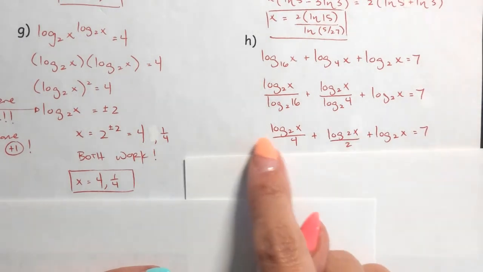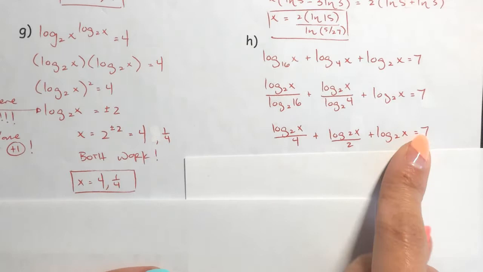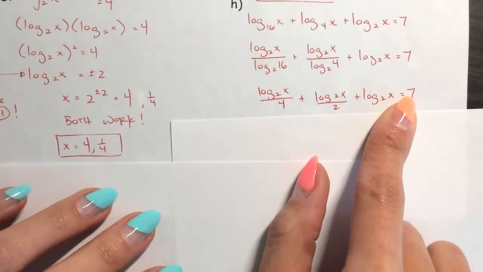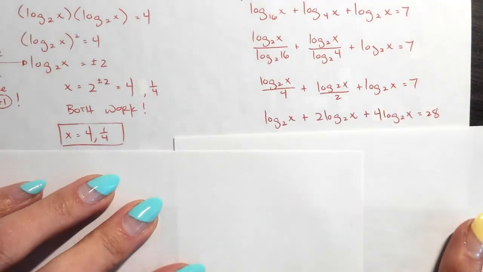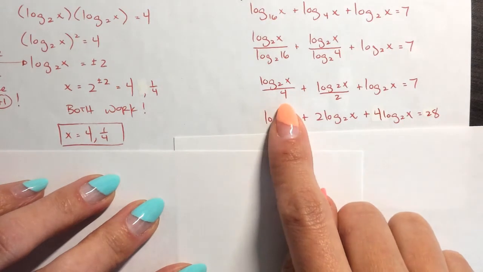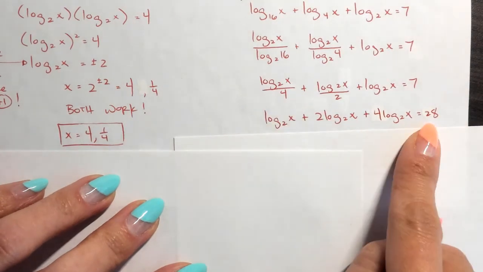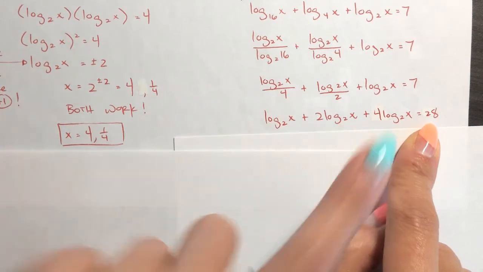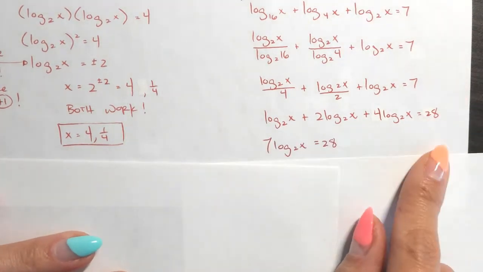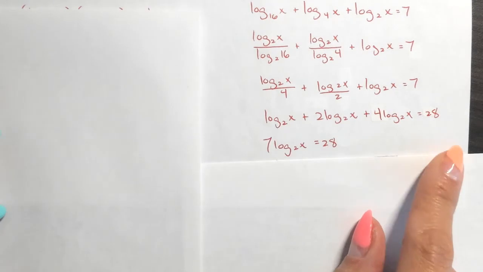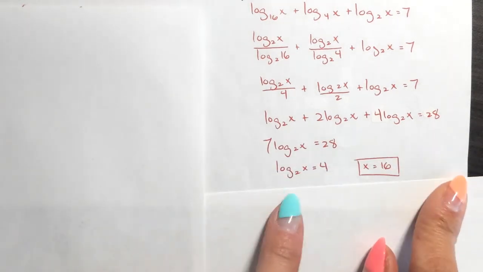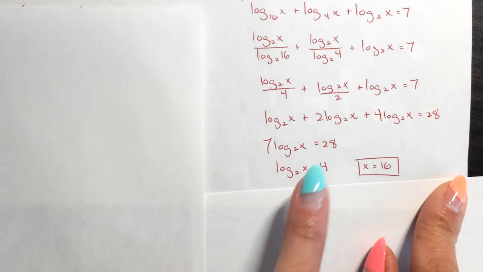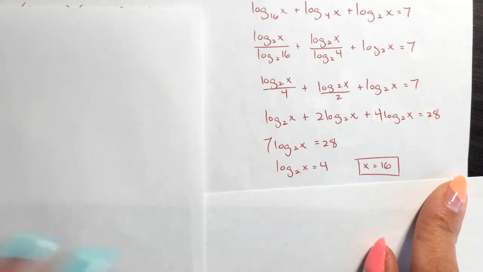Okay, let's multiply everything by 4. So let's go ahead and clear those fractions, multiply everything by 4. So times 4, times 4, times 4, times 4. All right, I got 1 plus 2 plus 4 equals 7 of them. Divide by 7, and I get log base 2 of x equals 4. Oh, x equals 2 to the 4th power, which is 16.